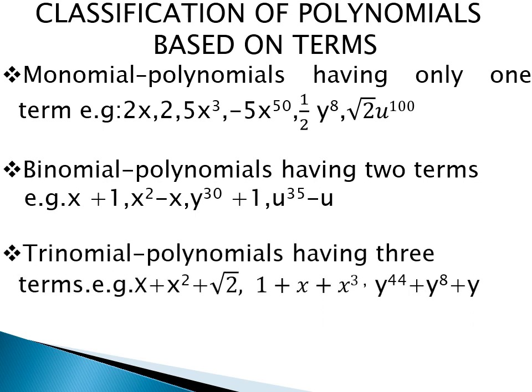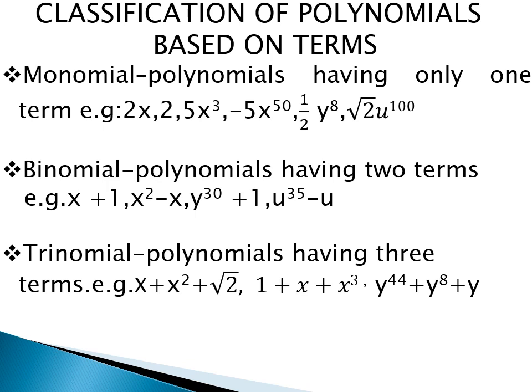Polynomials having three terms. A polynomial is having three terms. See the example, x plus x square plus root 2. How many terms are there? 3. How is it? The first term is x here, second term is x square and third term is the number. So three terms are there, then it is not in a descending order. Still you can count easily. The three terms are there. So we can call it a trinomial.